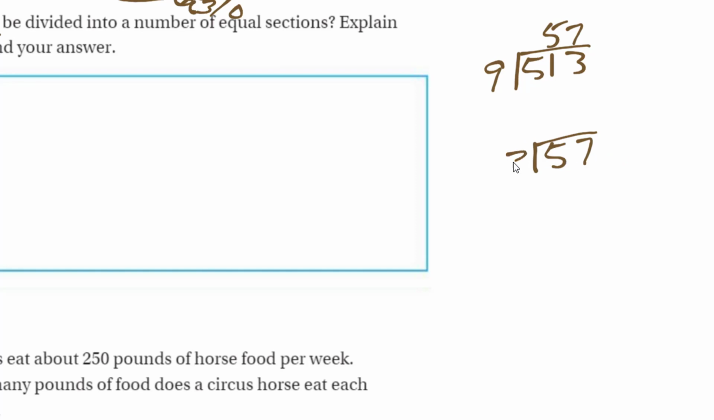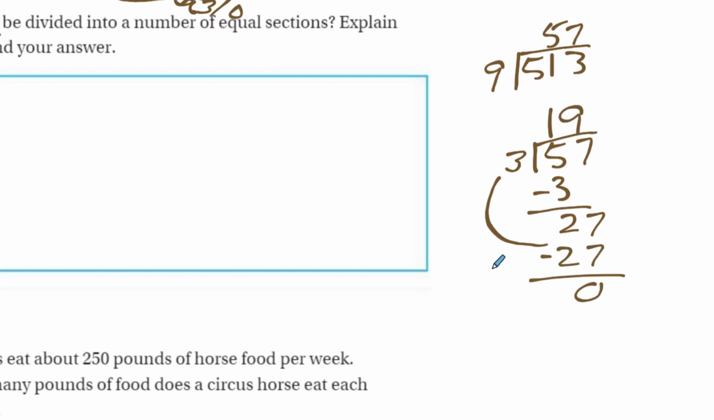Will 3 go in there? 3 will go into 5 one time, okay, and that will give us a remainder of 2. Oh, it will. 3 goes into 27 9 times, giving us 0. Yeah, we could actually make 3 sections of 19. I don't know if this makes sense to you. This was our rows, but at some point, can you have another section? Like sometimes when you go to a concert, you'll have sections where you sit. And so this one here, 19 rows in that section.